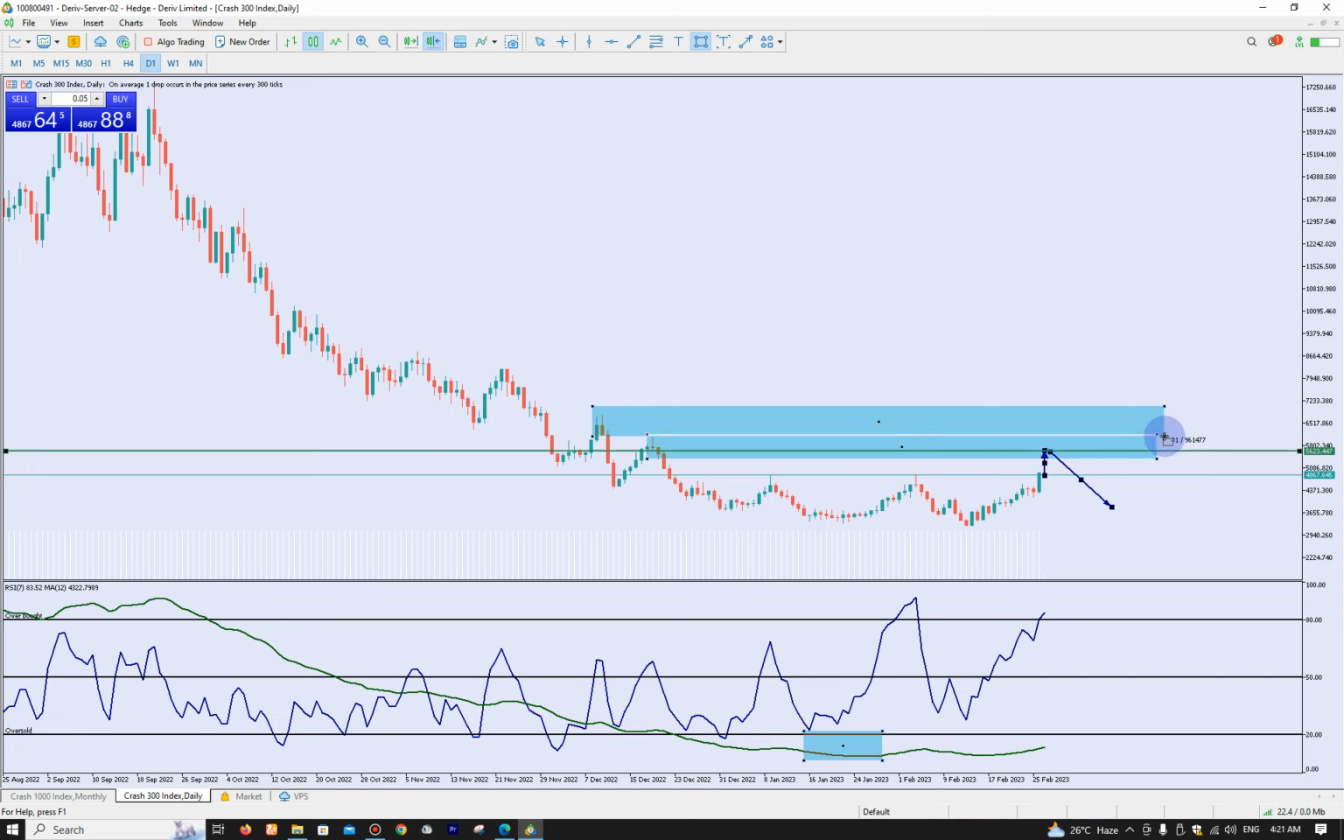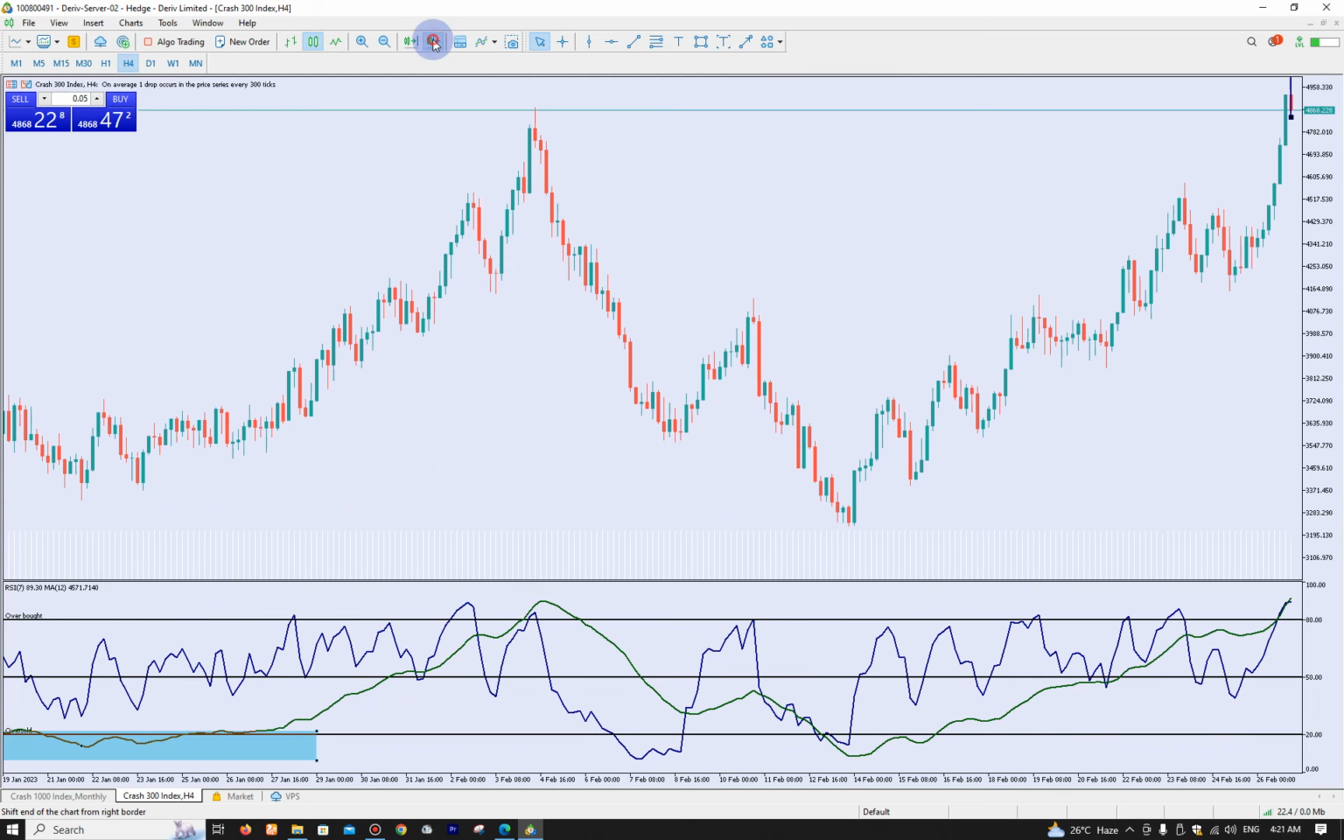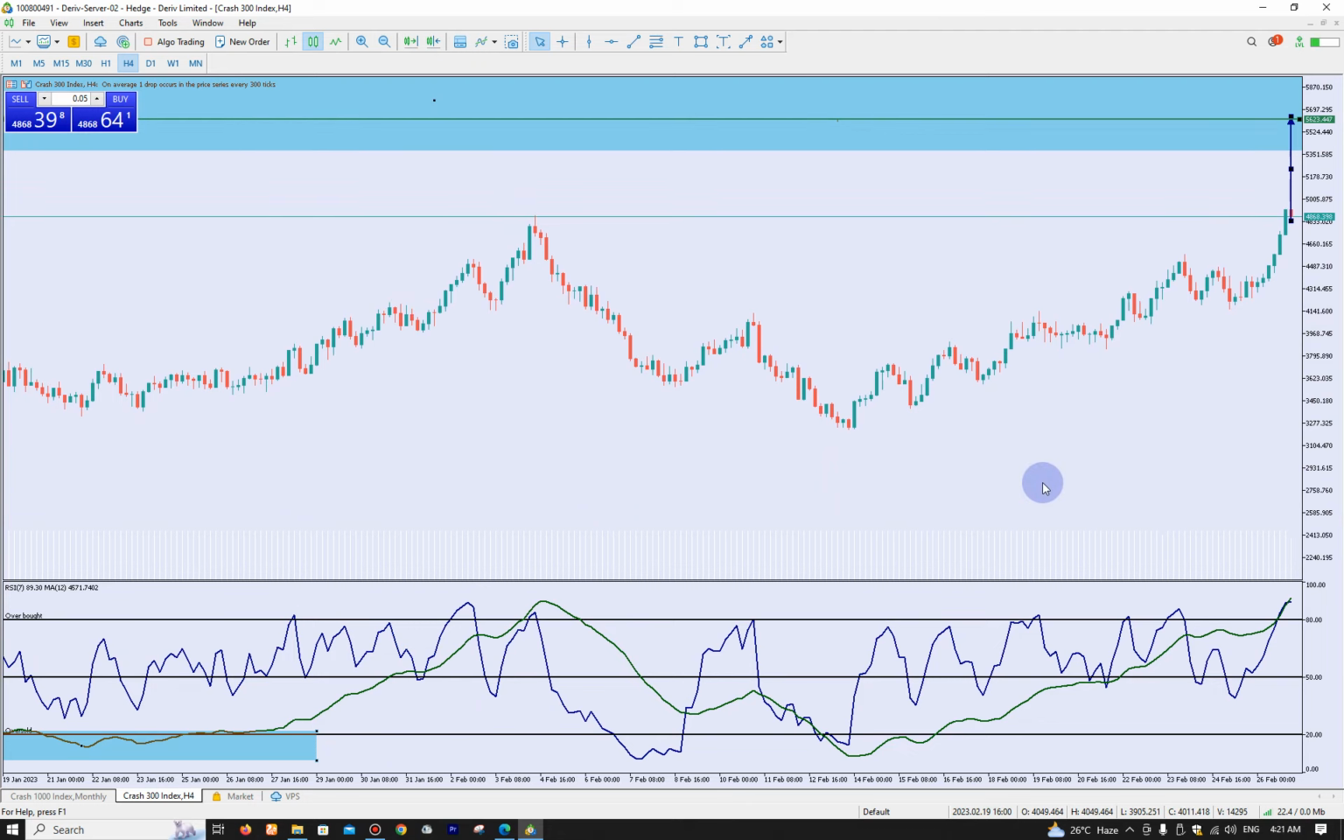We can actually look at this zone as well, because we have a strong, impulsive move after this corrective move. We have something like this. You see this corrective move, we have something like this. We can actually look at these zones for a possible entry. Now let's go to the 4 hour time frame for a possible entry on that zone.